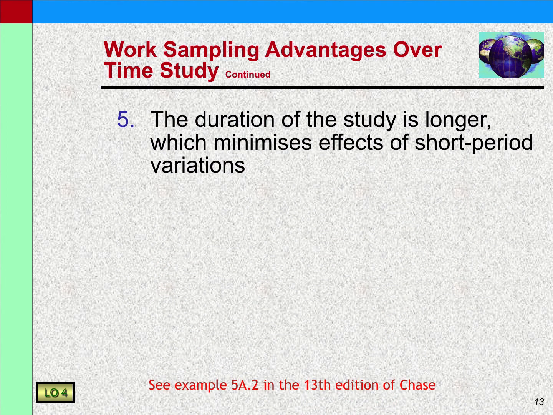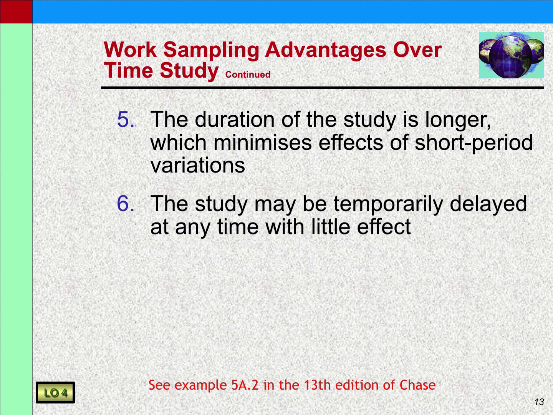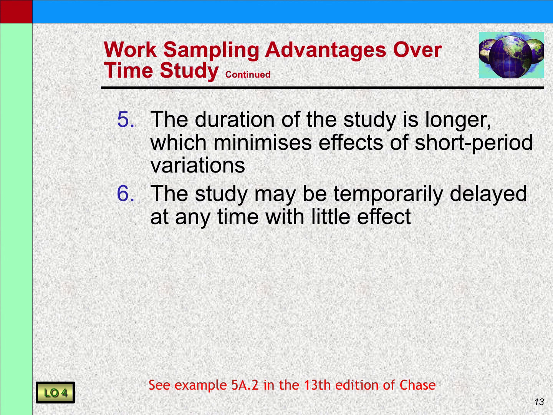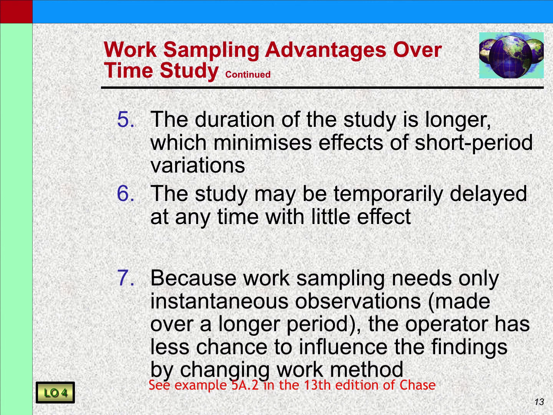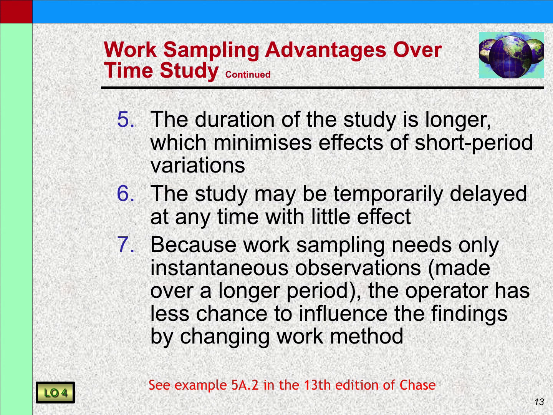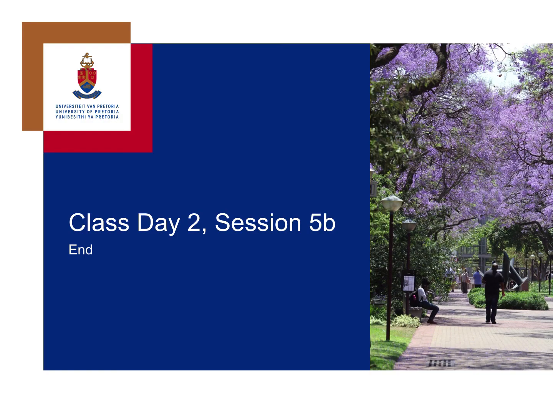Fifthly, one observes the task over a longer time period, which minimizes the effect of the worker putting forward his best foot during the study. Sixthly, one can stop and start the study without negative effects. And seventhly, the probability of workers manipulating the outcome of the study is much lower. This then ends session 5B concerning work measurement.